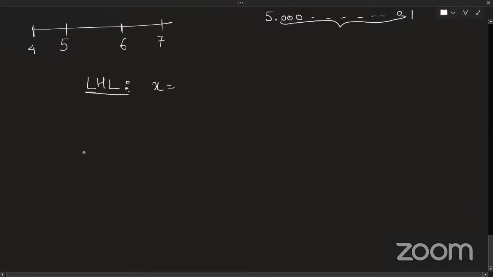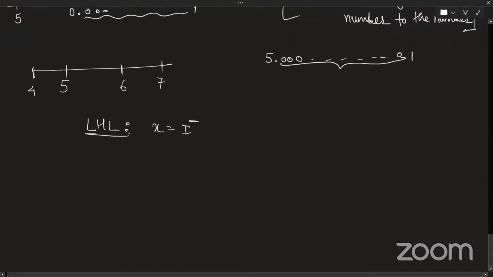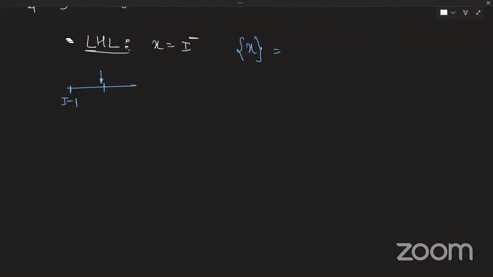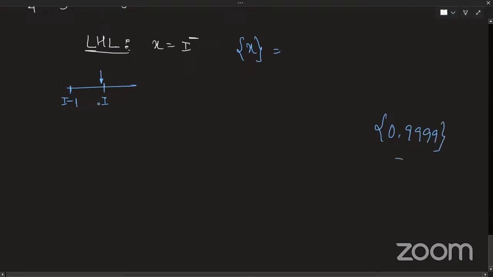Now let us discuss the left hand case also. In the left hand case, your x is equal to I minus. I minus means we are discussing a number that's just smaller than an integer. You've got this integer I over here, and I minus 1 over here, and we are discussing the immediately preceding real number to I. Now, can you tell me what will be the fractional part of x? 0, sir. No. What is the fractional part of 0.9999?